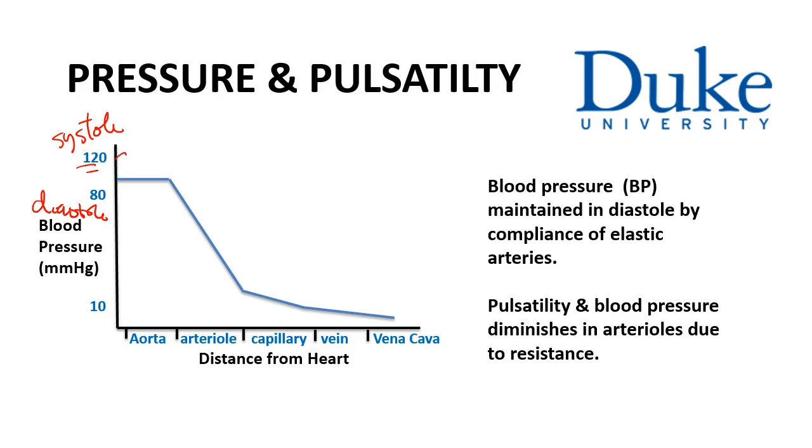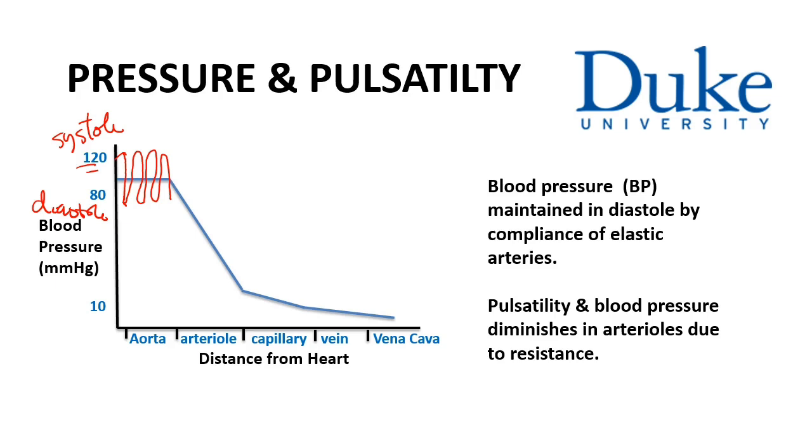But then as blood is not being ejected from the heart, the pressure will drop, and it drops within the aorta. So we see a pulsatility of the blood as it's going into the aorta, and that's between the systolic pressure and the diastolic pressure. And that pulsatility is maintained through the aorta and in through the elastic arteries and into the muscular arteries.